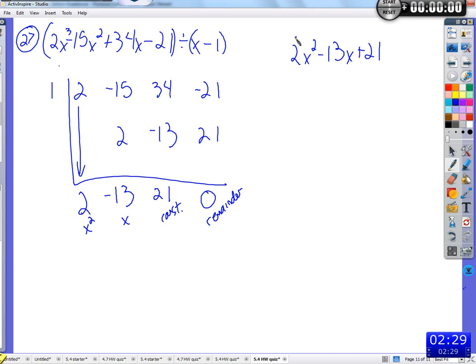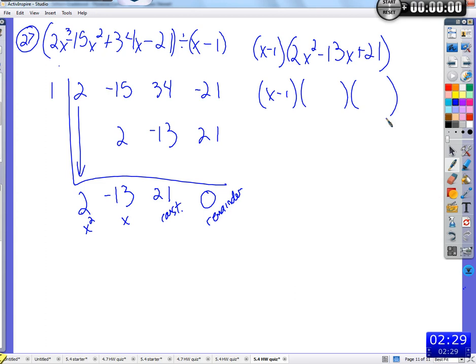Just to check with you, what if we were to multiply this by x minus 1? What would happen if we multiply that by x minus 1? It would become that first term without the division by x minus 1. Yeah, we just covered this up. It would be the original polynomial: 2x cubed minus 15x squared plus 34x minus 21.